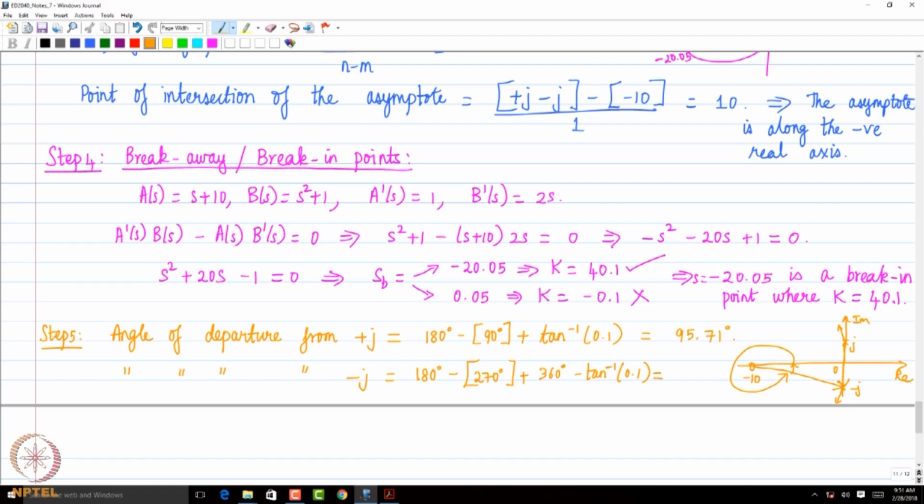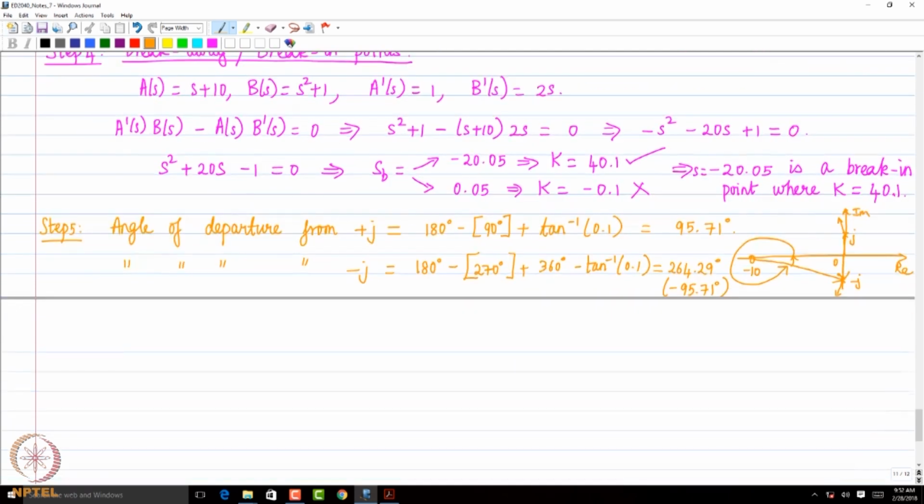So if you calculate this, you will get the answer as 264.29, which is the same as calling it minus 95.71. I am just doing this to convince you that when you have a complex conjugate open loop pair, the angles of departure are just going to be negatives of each other, or they will sum to an even multiple of pi. So that's important. They are just symmetrical, mirror images about the real axis. That's something we need to remember.